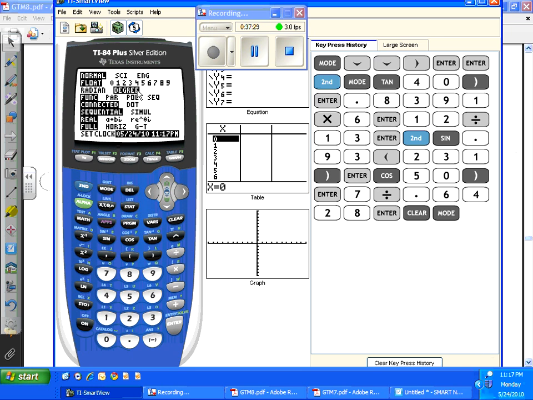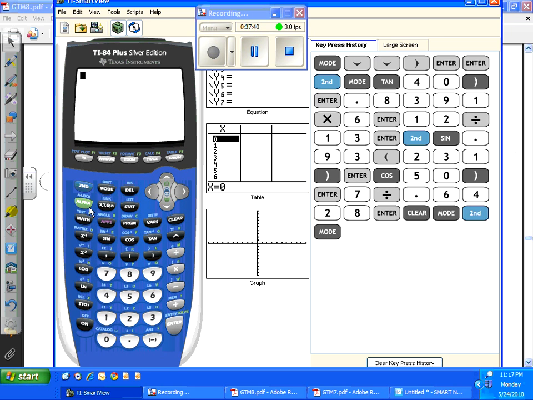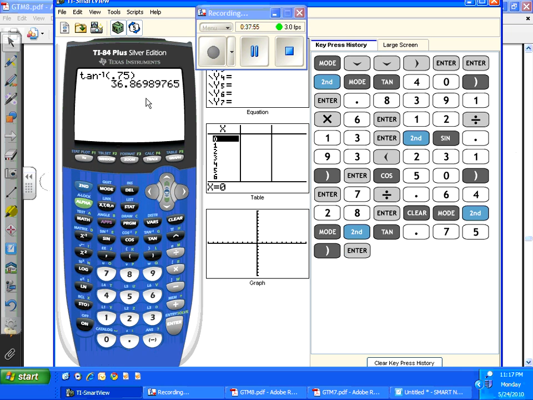If you ever hit second plus 7, 1, 2, enter clear, it's going to jump back to radians, and you're going to have to change it to degrees again. So don't forget that. So check to see if it's in degrees. We're going to do inverse tangent 0.75. Enter. 36.87 if you round degrees. 36.87 degrees.